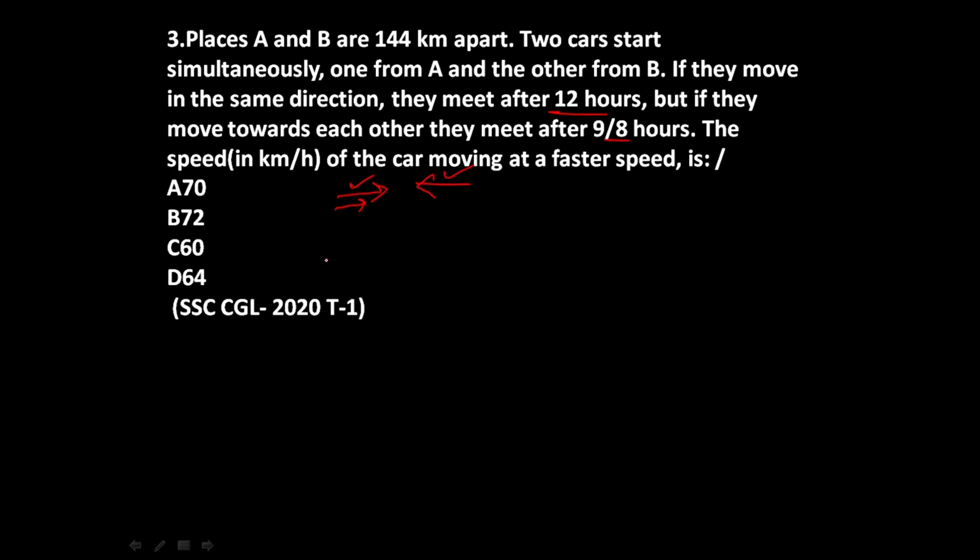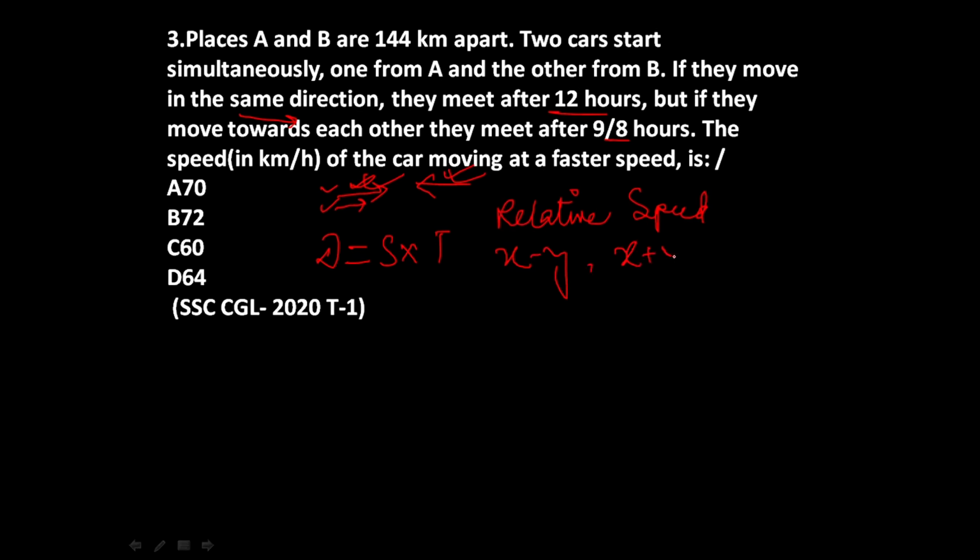What do we know? Distance is equal to speed into time. That is also a relative speed. What is relative speed? Relative speed is of two kinds: either both cars or both people are going in the same direction, and the other one is moving towards each other, right? When both are moving in the same direction, then it is x minus y. But when they are moving towards each other, then x plus y.